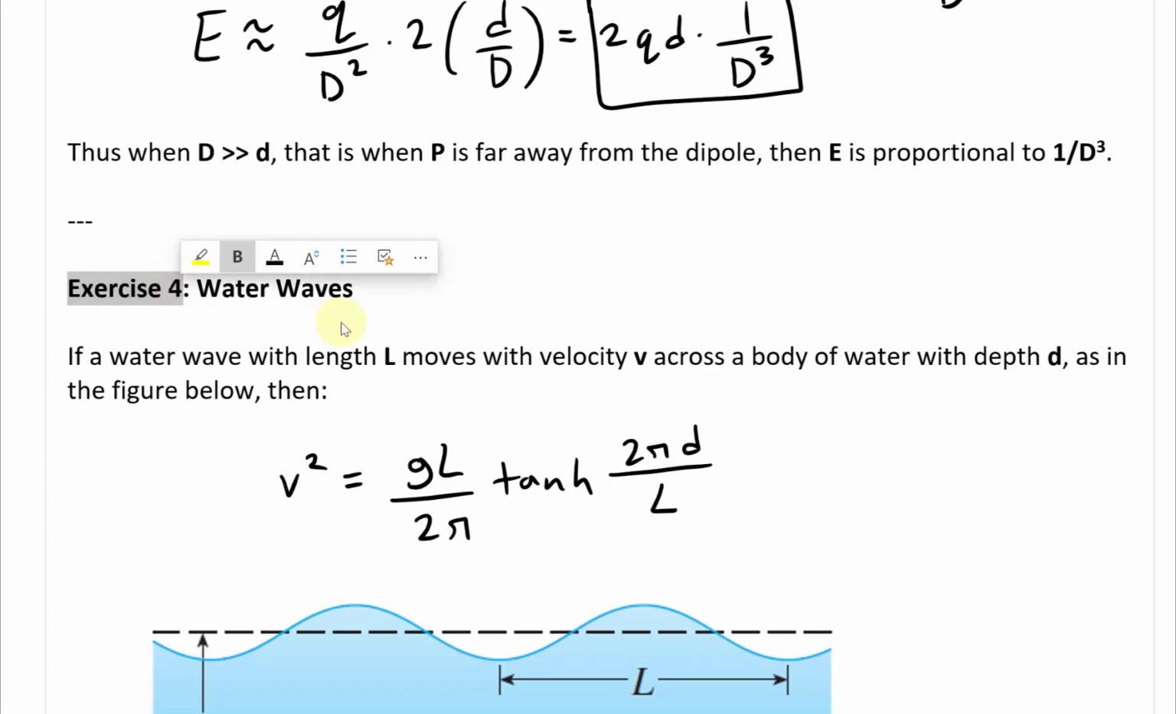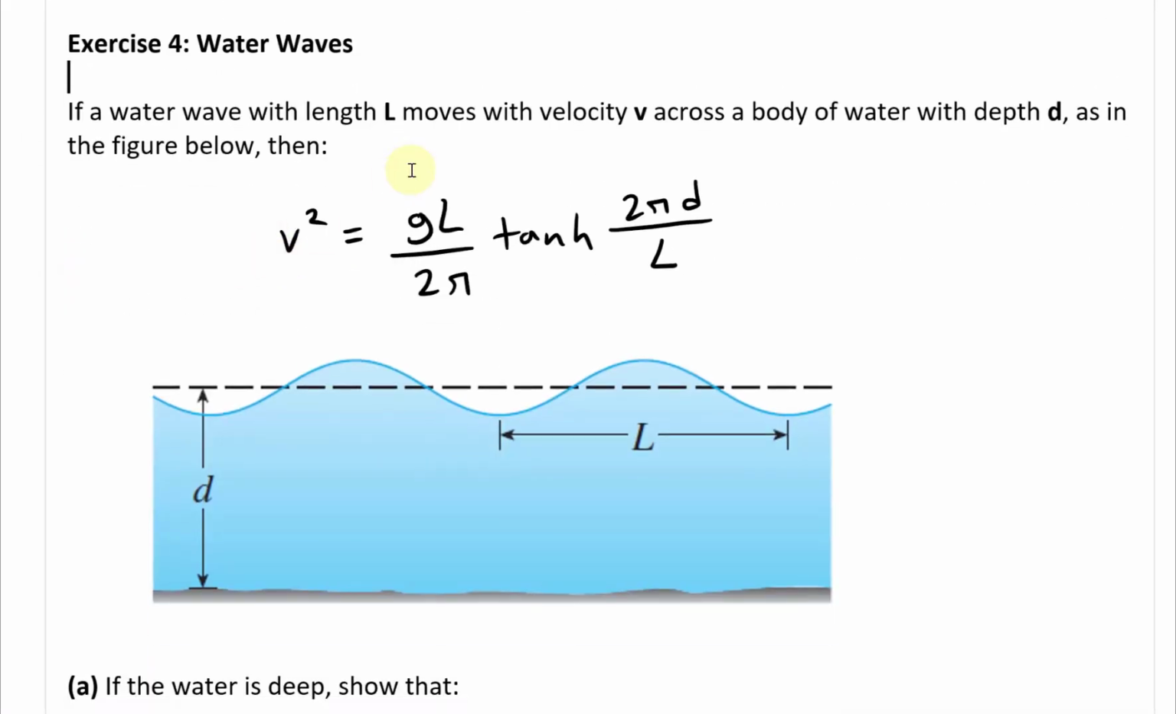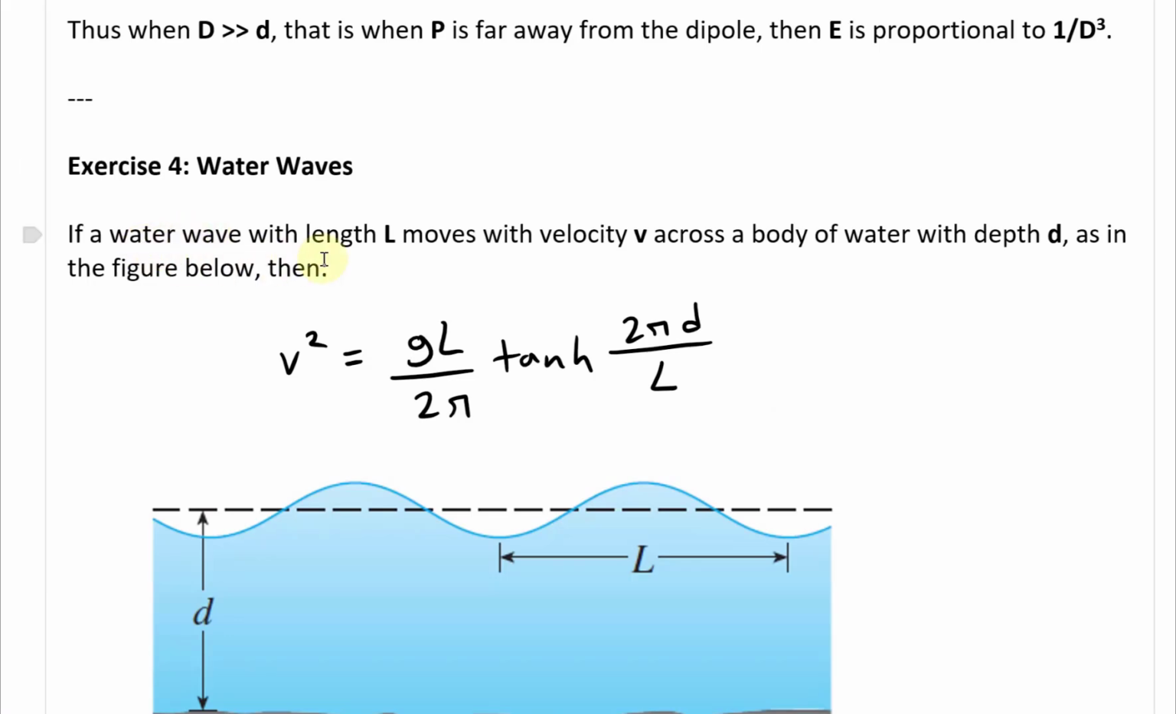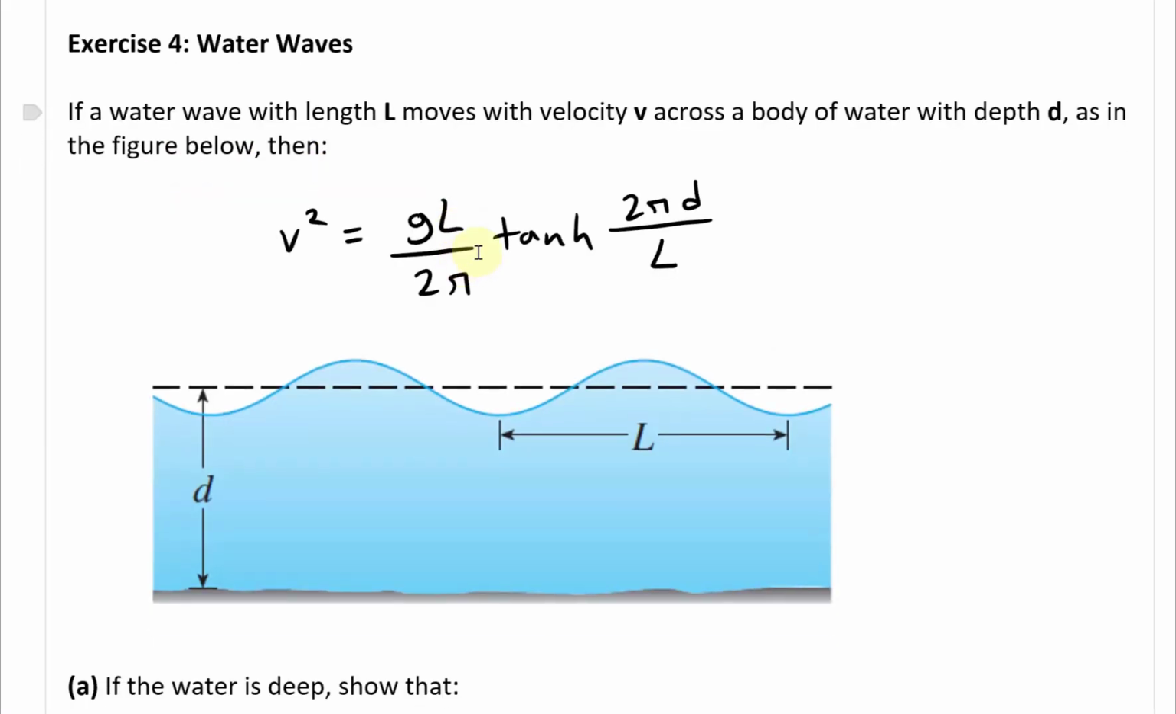Exercise 4, and we're going to look at water waves. This one states, if a water wave with length L moves with velocity v across a body of water with depth d, as in the figure below.